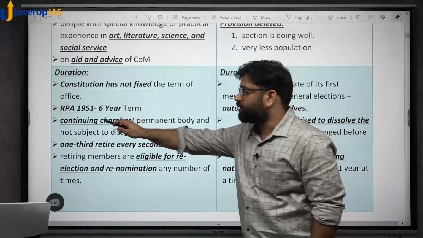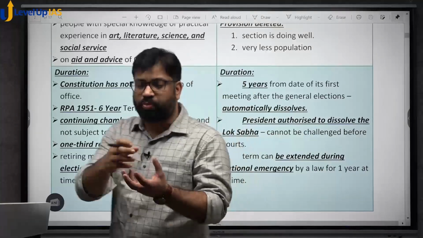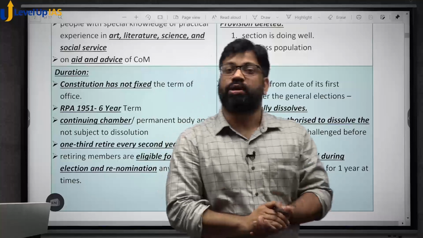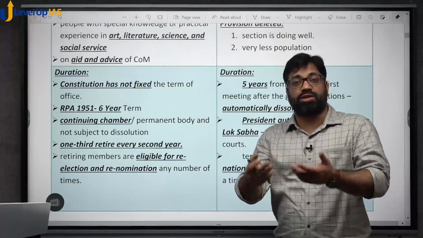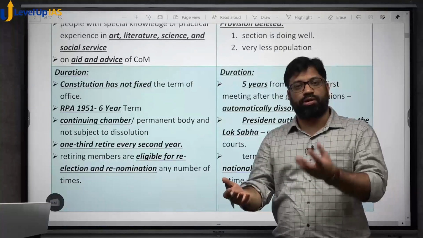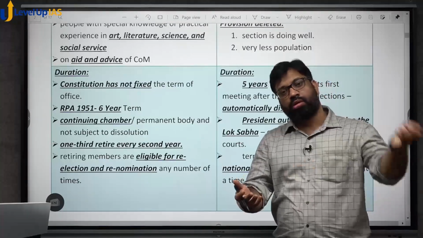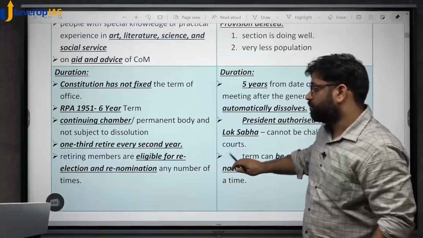That is why it is said to be a continuing chamber. There will be no time when you will see that the whole of Rajya Sabha is gone. That is not the case, unlike Lok Sabha, where dissolution takes place. That will not happen. Rajya Sabha will be a continuing chamber. 1/3 of the members will go out every second year, and then they will be filled with new elections. So it will be a continuing chamber. Okay.